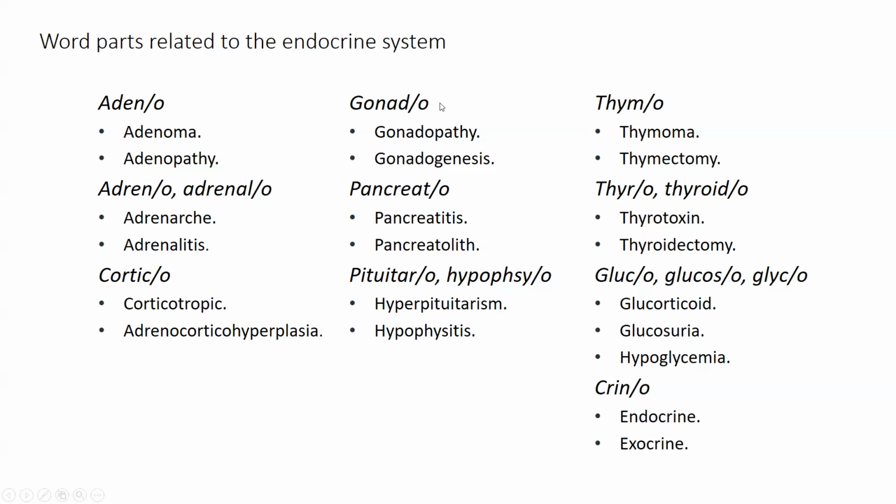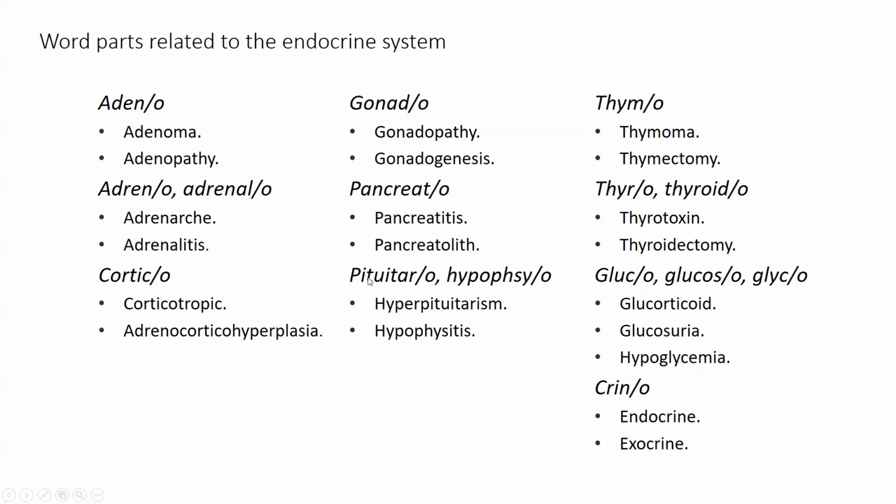The gonads, I think you're familiar with. So gonado refers to either the testes in the male or the ovaries in the female. So gonadopathy means a disease of the gonads. Gonadogenesis occurs during embryonic development and it refers specifically to when the gonads either go down the road to becoming testes or go down the road to becoming ovaries. Pancreato, of course, refers to the pancreas. So you could have pancreatitis, which is an inflammation of the pancreas, or you could have a stone in the pancreas, pancreatolith.